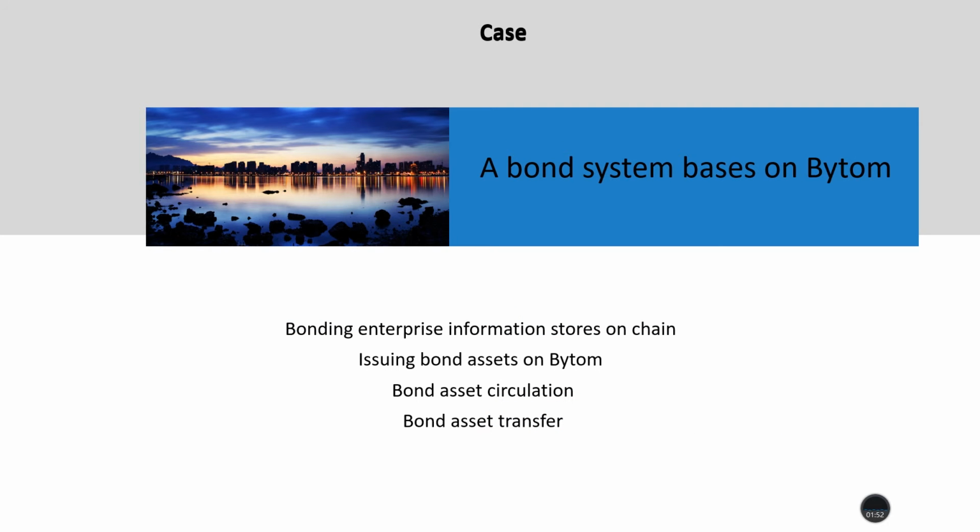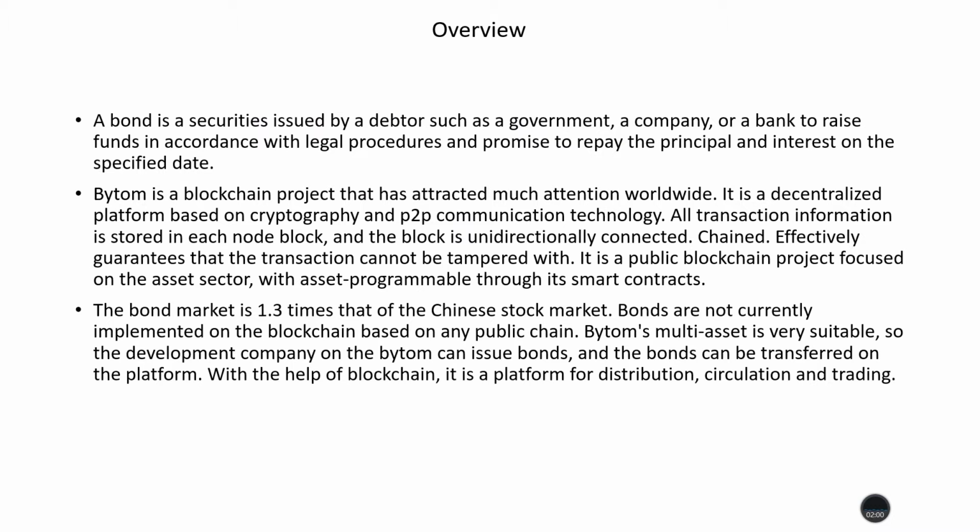Here's a detailed case. It's a bond system based on Bytom. As we all know, a bond is a security issued by debtors such as a government, a company, or a bank, in accordance with legal procedures, promising to repay the principal and interest on a specific date. Bytom is a blockchain project that has attracted much attention worldwide. It's a decentralized platform based on cryptography and P2P communication technology.